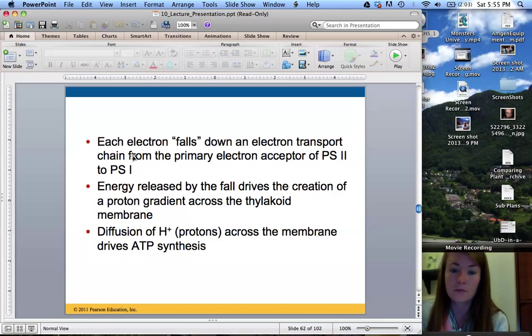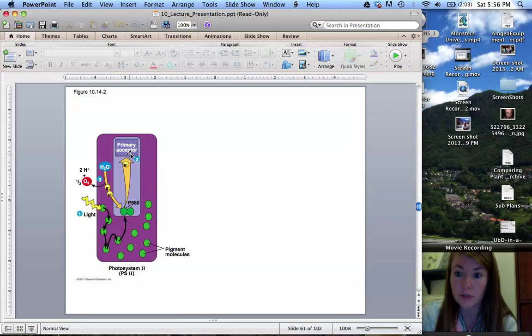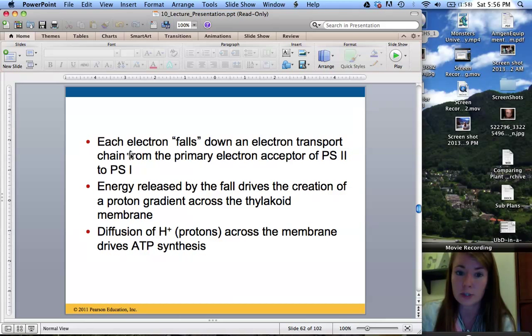So now these electrons have reached the primary electron acceptor, and they're going to fall down an electron transport chain from photosystem 2 to photosystem 1. So they're at the primary electron acceptor of photosystem 2, and they're going to fall down an electron transport chain until they reach photosystem 1.